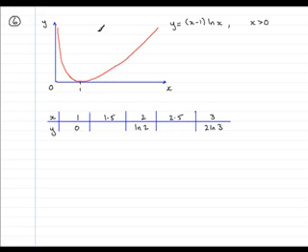Welcome to question number 6. Here you can see a sketch of the curve with equation y equals (x minus 1) times the natural log of x, where x is greater than 0. And in part A, we're asked to complete the table with the values of y corresponding to x equals 1.5 and x equals 2.5.